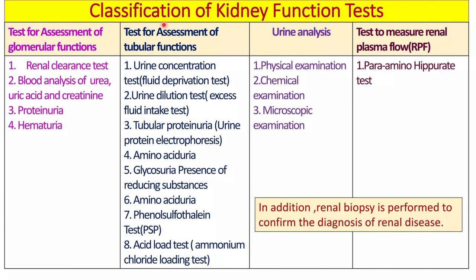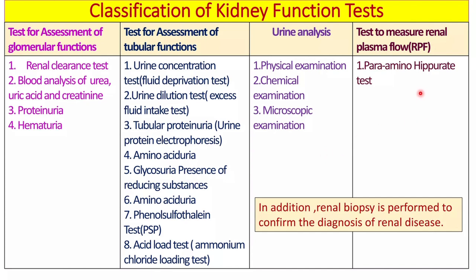Then you have the urine analysis, which also will assess the filtering capacity, or the capacity of the kidney to remove the waste. So in urine examination, we have physical examination, chemical examination, microscopic examination. We have dealt with urine analysis through a complete video series wherein we have concentrated on each of the parameters. You can refer to those series on urine analysis also.